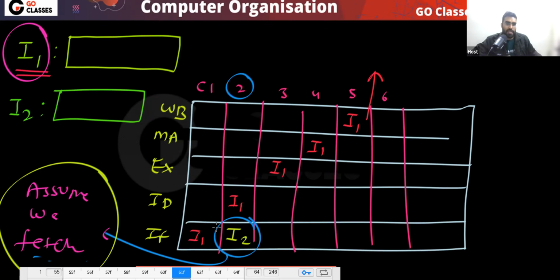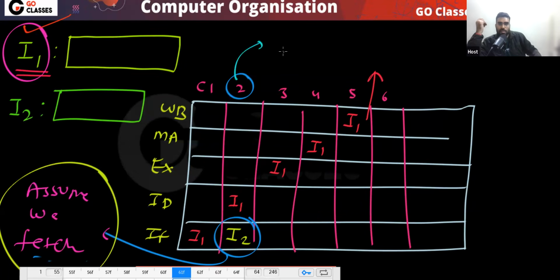If you are fetching it, then tell me a simple point. When will I know this I1 was a branch instruction or not? When will I get to know whether this I1 was a branch instruction or not? Somewhere by the middle of C2, right?